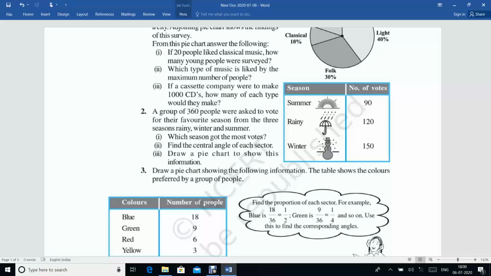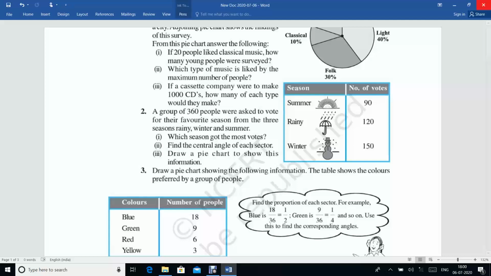And I have told you how to make a pie chart. I have already posted a video on the making of a pie chart. In the similar way you can draw the pie chart for question number 3. If you have understood and solved question number 2, then you can do question number 3 easily.